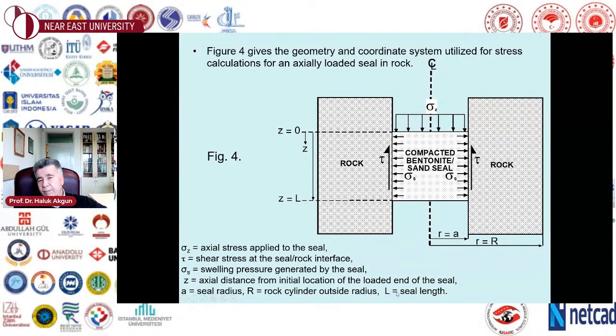Sigma s is the swelling pressure generated by the seal. Z is the axial distance from the initial location of the loaded end of the seal. A is the seal radius, R is the rock cylinder outside radius, and L is the seal length.